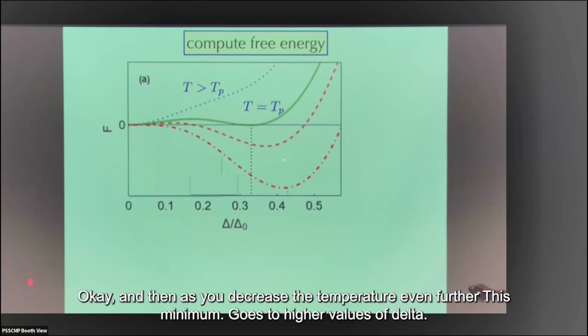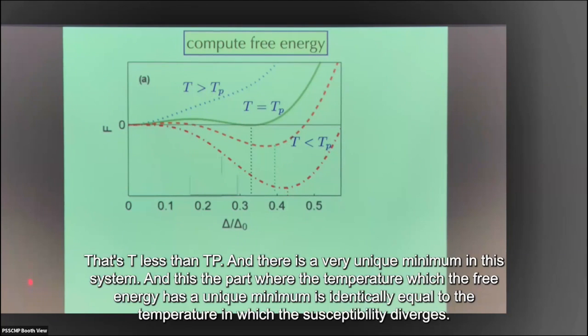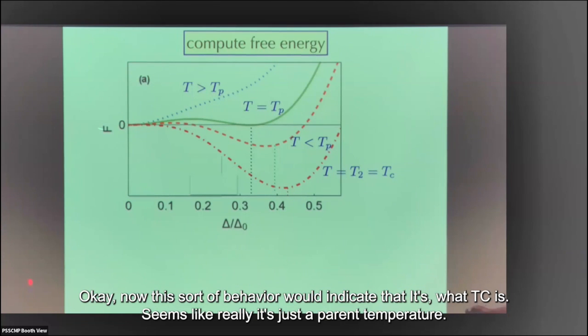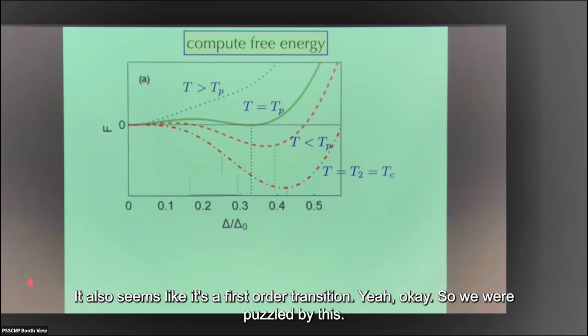And then as you decrease the temperature even further, this minimum goes to higher values of delta, and that's T less than TP. And there is a unique minimum in this system. And the temperature at which the free energy has a unique minimum is identically equal to the temperature at which the susceptibility diverges. Now this sort of behavior would indicate that it's unclear how you define really what TC is. It seems like really it's just the pairing temperature. It also seemed like it's a first order transition. Yeah, okay. The other transition is preempted.